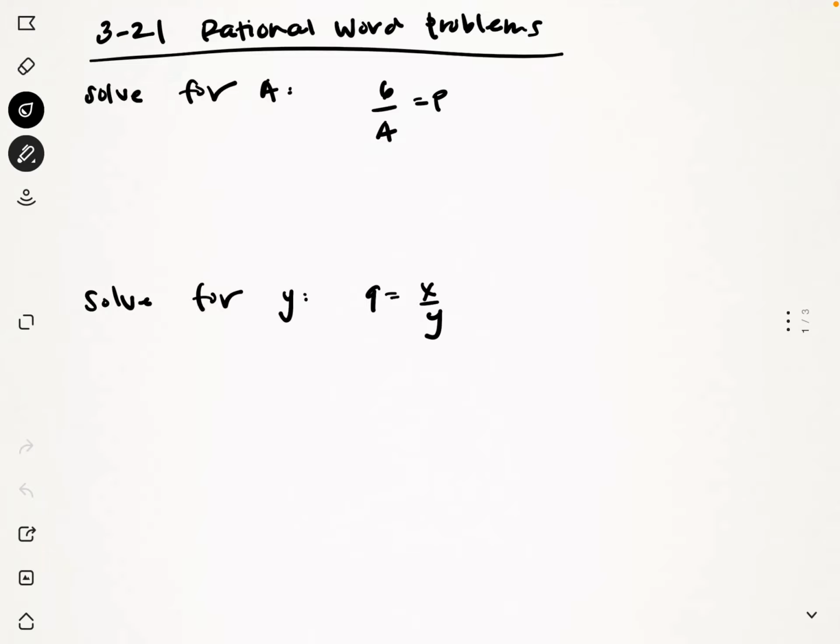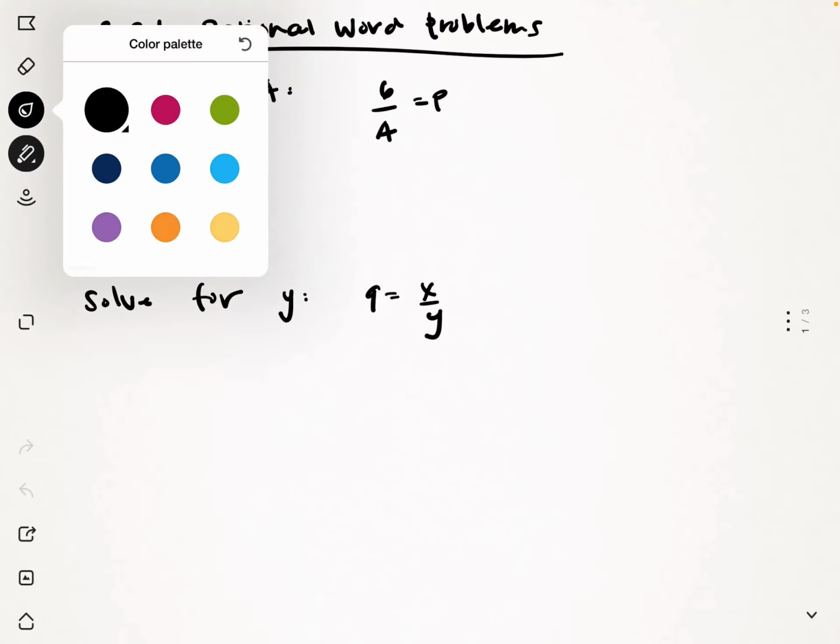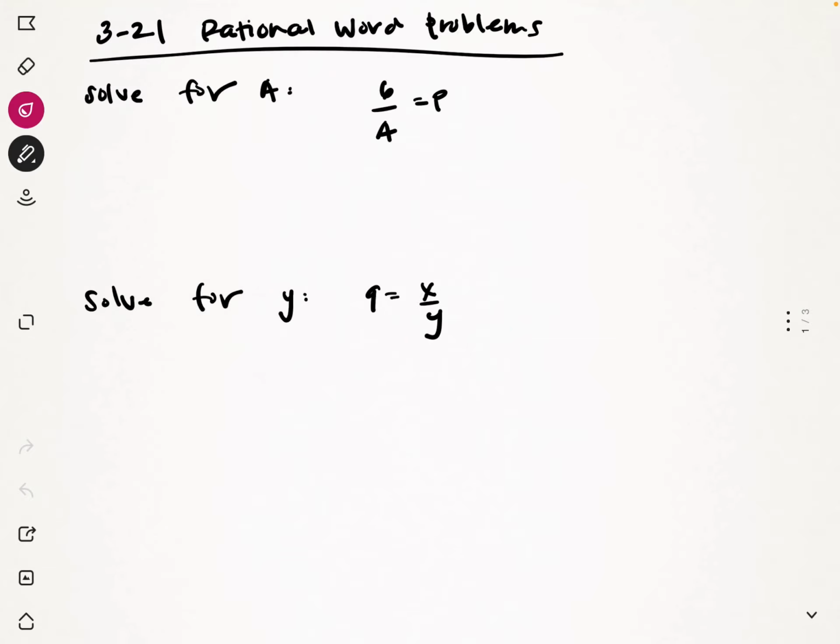Today we're looking at rational word problems 3-21. So the first part is super easy. We're just going to apply the same ideas that we were applying earlier to solve these, but these are literal equations, meaning that they have more than one variable. But we're going to do the same process to solve for our variables.